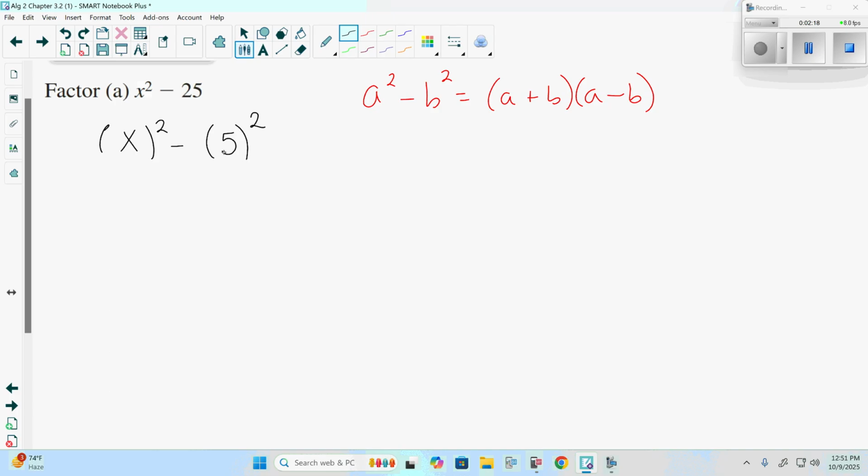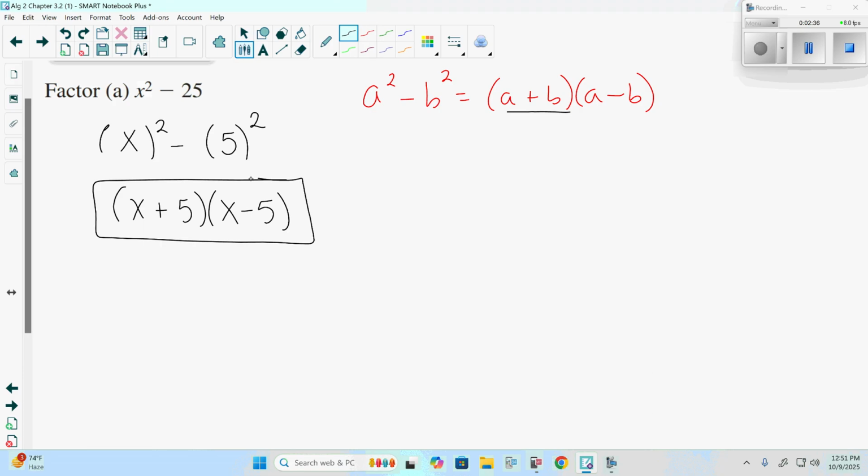So for us here, a is x and b is 5. So as we factor, for this first part, a plus b, well, a is x, so x plus b, so x plus 5, times a minus b, so it would be x minus 5. Questions on this here? Are we ready for the next one?